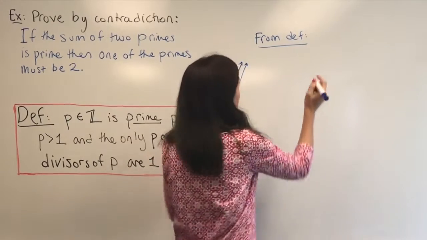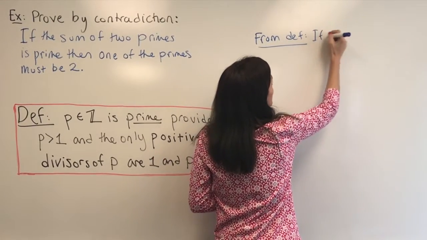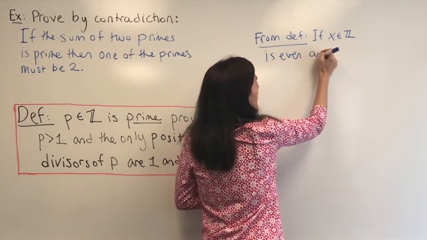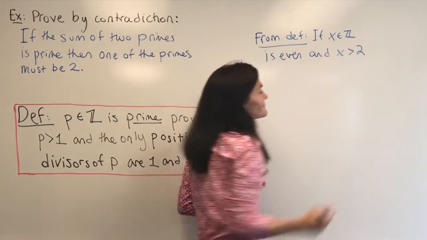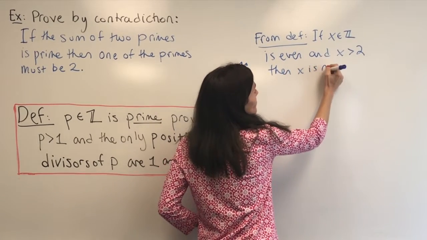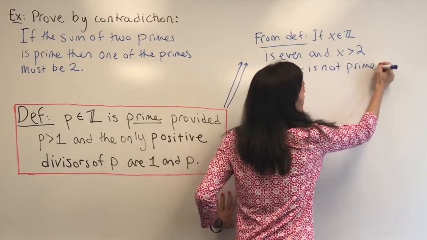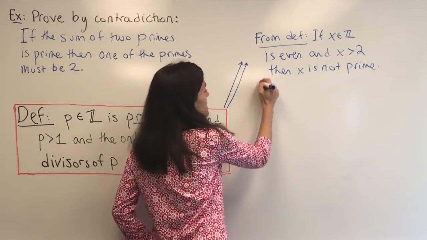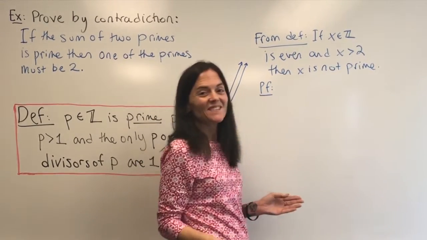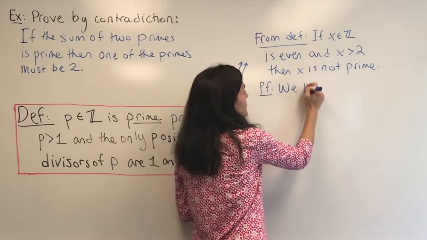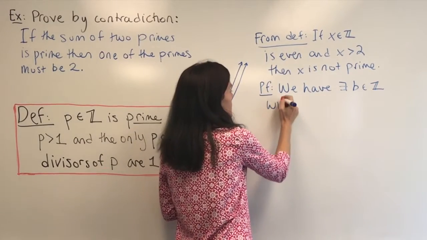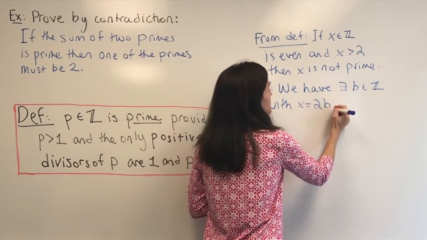we get the following: say you have an even number x, and bigger than 2. Then x is not prime. And we can see this, so I'll do a little mini proof. From the definition of even, we know there exists some integer b with x is 2b.